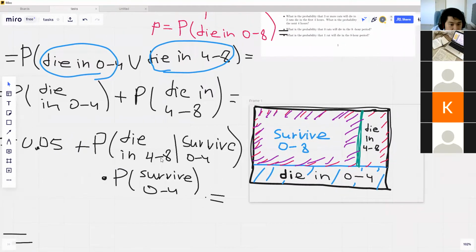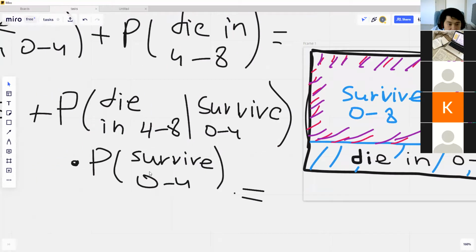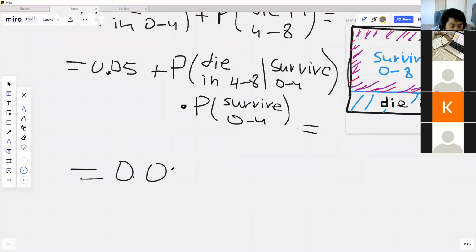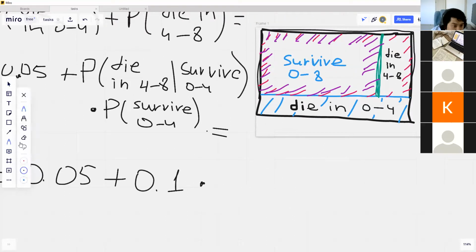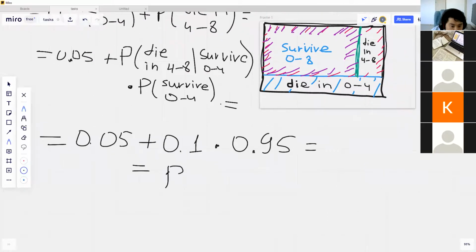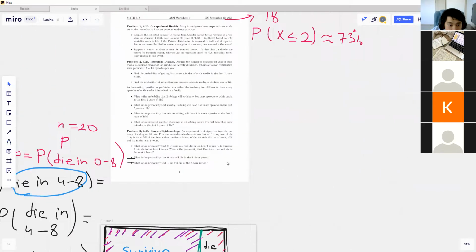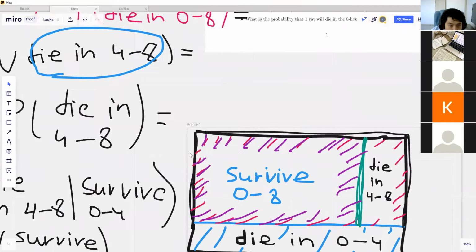Then what is the probability of dying in 4 to 8 given that you survived the first time interval? So this is exactly the definition of this probability here, right? Of the animals alive at 4 hours, 10% will die in the next 4 hours. So this is equal to 10%. So 0.05 plus 10% multiplied by the probability of surviving the first 4 hours, which is 95%, 0.95. So then that will be my probability of success, and the number of trials will be 20. Now I need to find the probability that 0 rats will die in the 8-hour period.